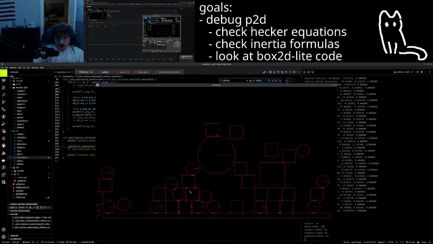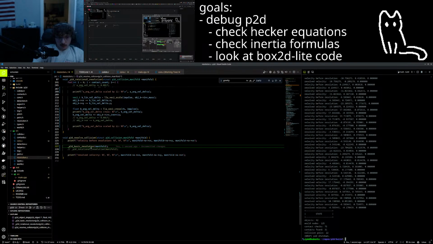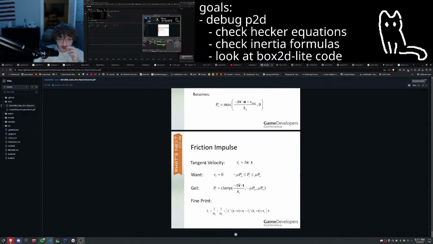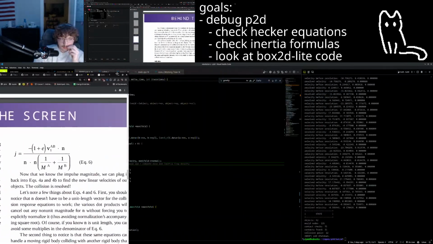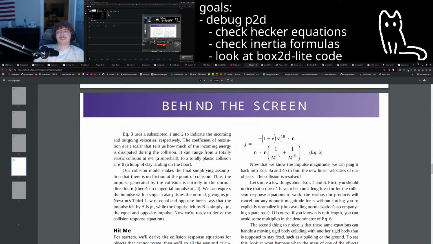I mean, this seems good to me. Even this took a while. So the basic resolution, we're doing the same thing. Inverse mass plus inverse mass. Huh, but it's not dotted with the normal. Wait, why is that? I don't know. I give up for now.